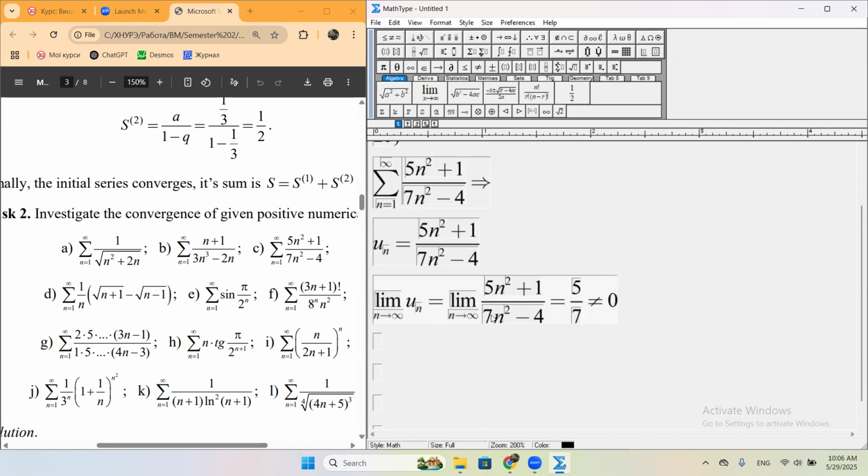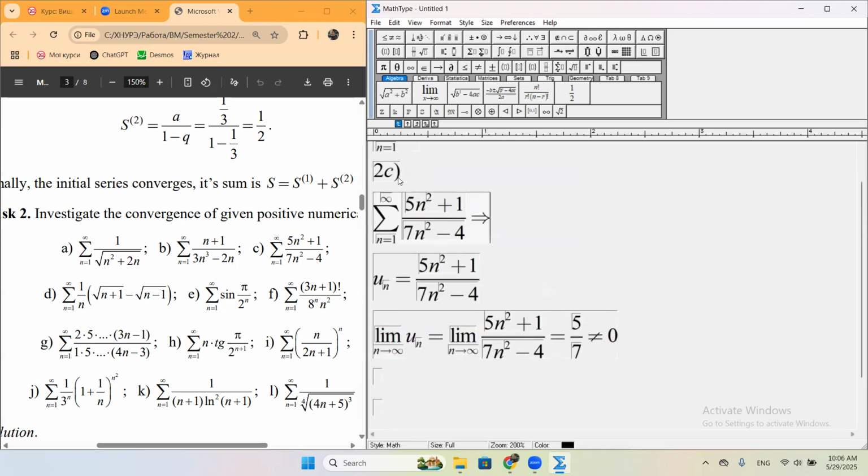So actually this is the divergence test. According to it, we can see that this series is divergent. For the series to be convergent, the limit of the nth term must be equal to 0, but it is not. Any questions about this exercise? Okay, no questions, so solve 2d.